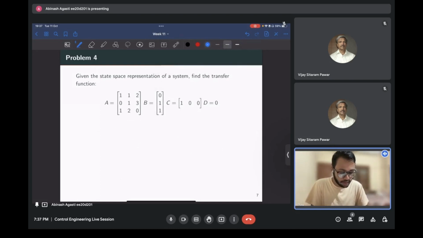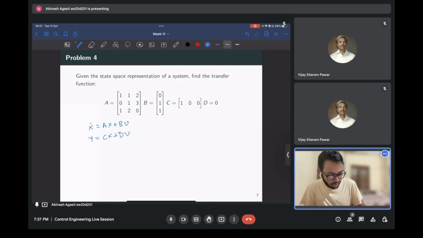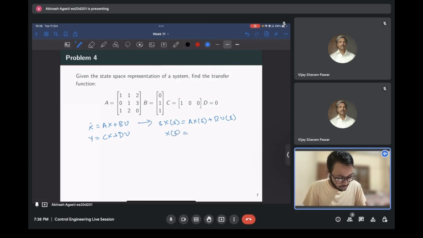Given the state space representation of a system, find the transfer function. So we know this is the standard thing. We want to find the transfer function. For the transfer function, we'll assume all initial values are 0. So this will give me AX(s) plus BU(s), from the first equation, right? So this means X(s) is equal to (sI minus A) inverse B U(s). And from the second equation, we have Y(s) is equal to C X(s) plus D U(s).